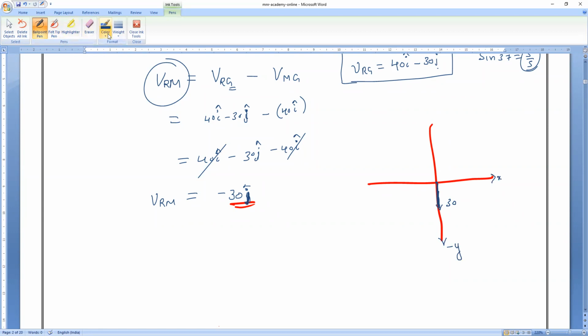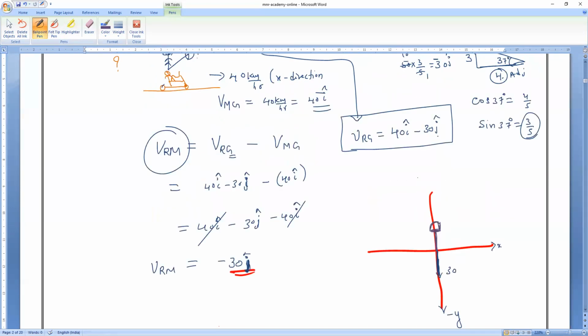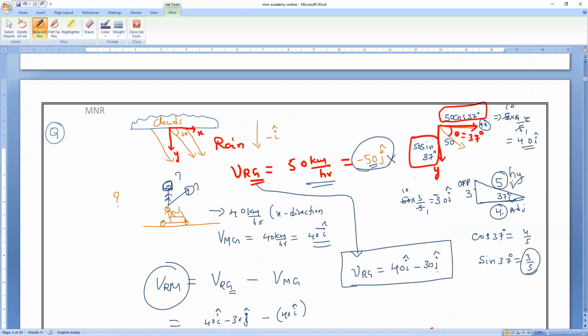Everybody, perpendicular. All of you, perpendicular to the surface. It means the person needs to hold the umbrella in this direction, upward. Is it okay, guys? Have you understood this question? So the person needs to hold the umbrella in this way, perpendicularly to the rain, so that he becomes not too wet. Clear, everybody?